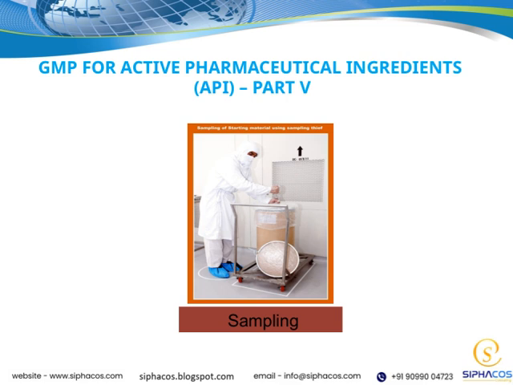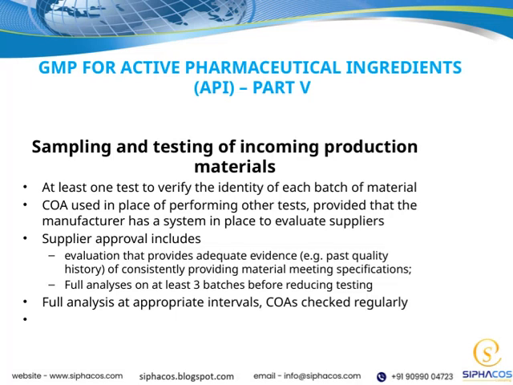final product. So, in essence, sampling is not just about taking a piece of material. It's about ensuring that what we analyze accurately reflects the entire batch, helping us uphold the integrity of our manufacturing process. Now, let's talk about the sampling and testing of incoming production materials.